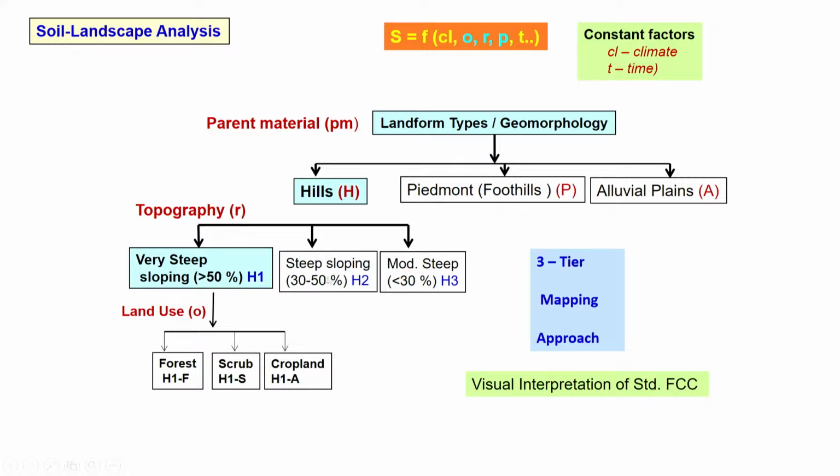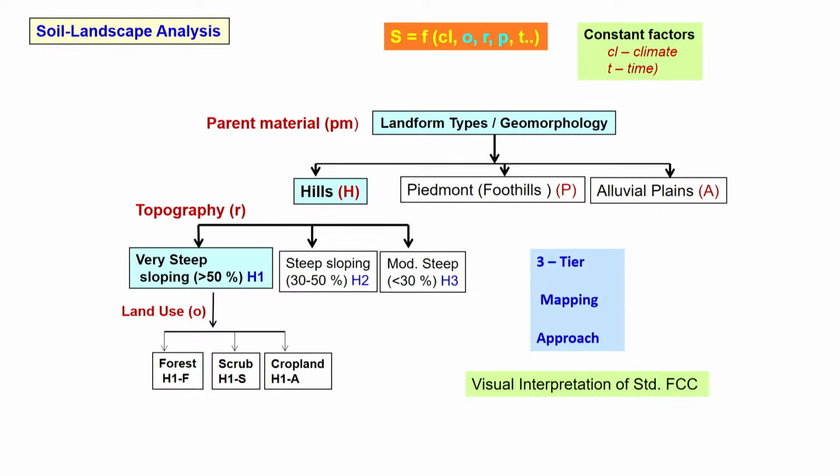Three slope classes I have divided and named H1, H2, H3. And the third level, now in each class you further divide based on your land use, land cover. For example, steep hills into forest, scrub and agriculture. So we call it a three-tier mapping approach.